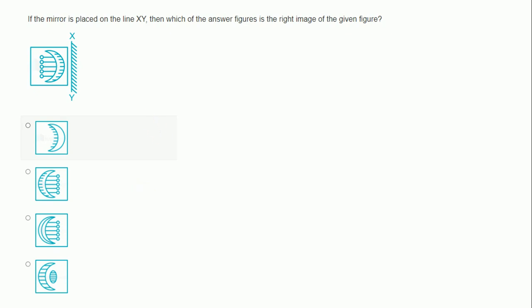Now it is a question from mirror. What will be the mirror image of this? For a mirror image there should be every part of this in the image, and in this option this part is missing. This cannot be the correct answer. Now in this option these are horizontal lines, but here there are no horizontal lines, so this can't be the answer. And in this also this part is missing, so this can't be your answer. So the correct answer will be this.